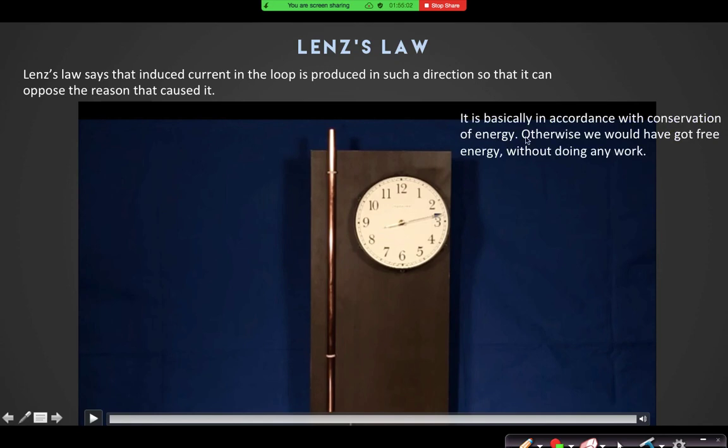So Lenz's law is basically in accordance with the conservation of energy. Otherwise, we would have got free energy without doing any work.